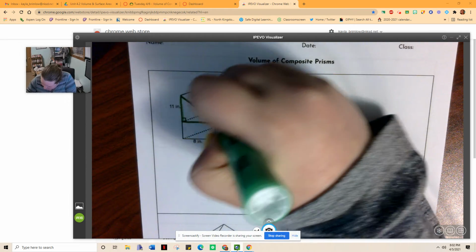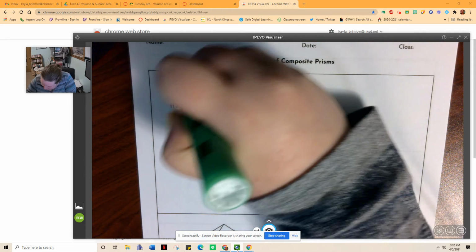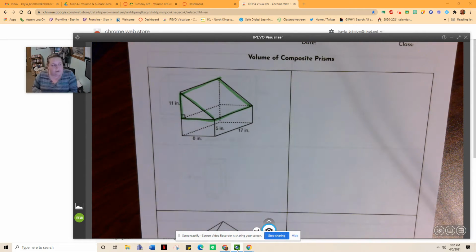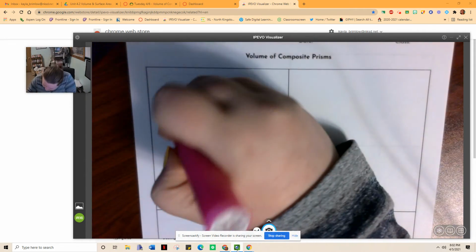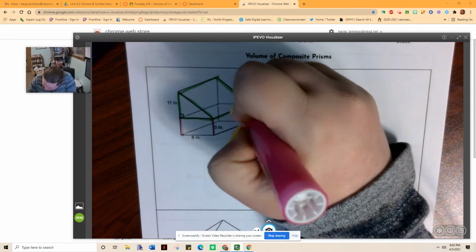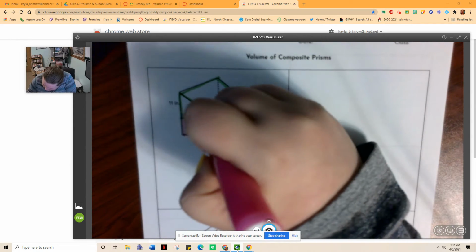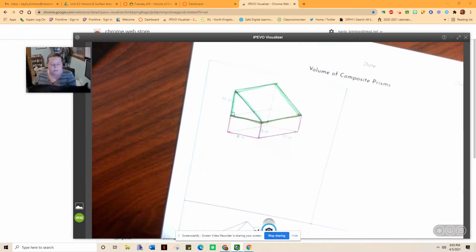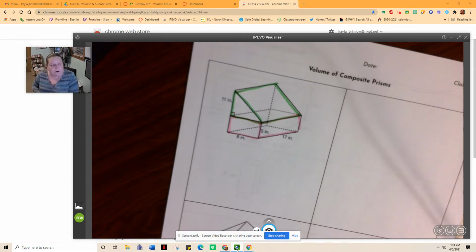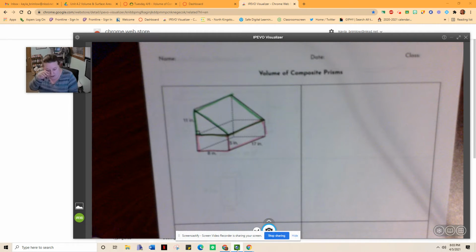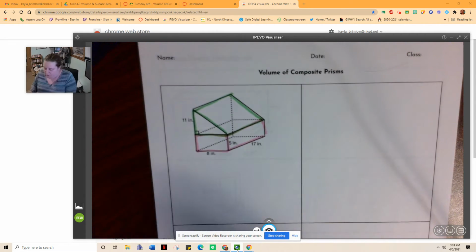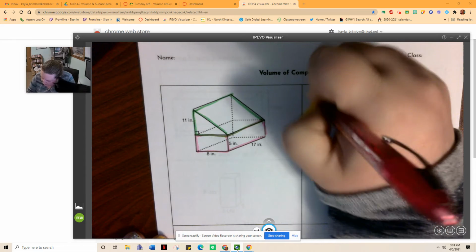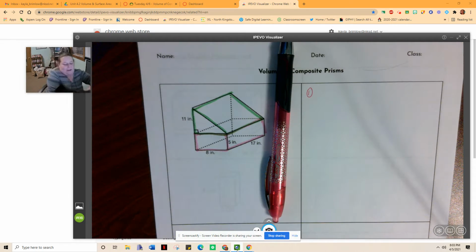I'm just going to outline the triangle, not every part of it, okay? So there's my triangular prism, and then here is my rectangular prism. It doesn't really matter what we start with, but we have to find the volume of both. So let's start with the triangular prism.